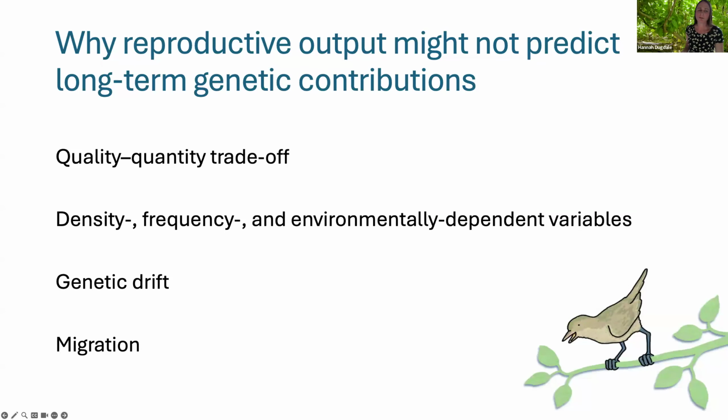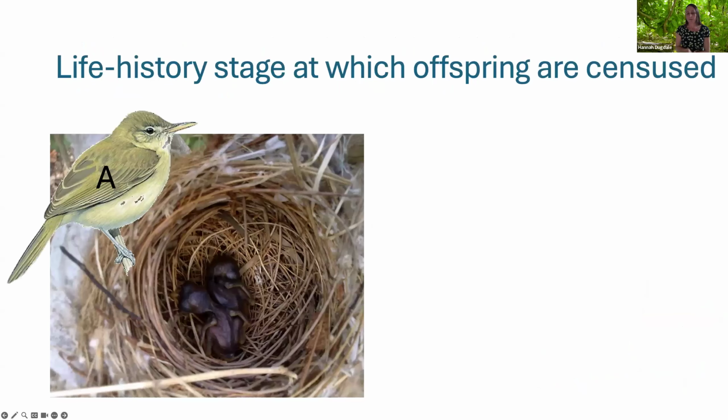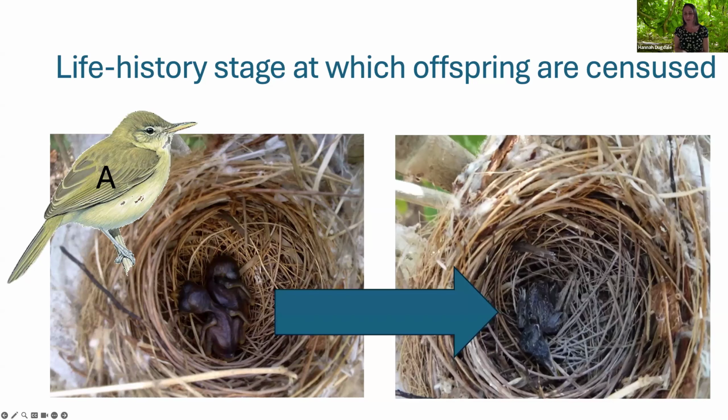So reproductive output might not predict long-term genetic contributions because of genetic drift, but also due to factors such as a quantity-quality trade-off. Individuals might produce many offspring of poor quality. There could be density, frequency, and environmentally dependent variables, and migration may play a role. But also, when we're going out in wild populations, it might depend upon the stage at which you are measuring fitness in the offspring when you're counting them. This bird here has 2 chicks in a nest. But actually, when we went back a few days later, there was, unfortunately, only 1 dead chick in that nest. And therefore, whether you count offspring as nestlings or fledglings or those that recruit to the first year can give you different fitness measures.